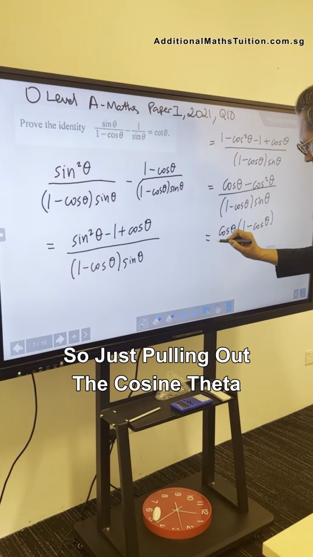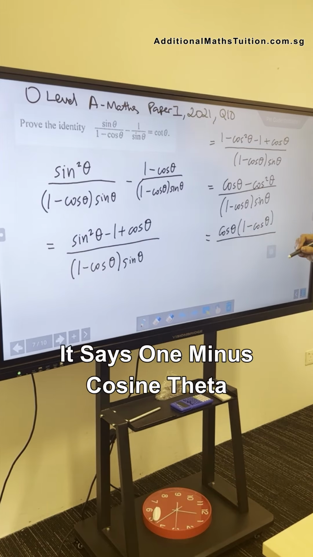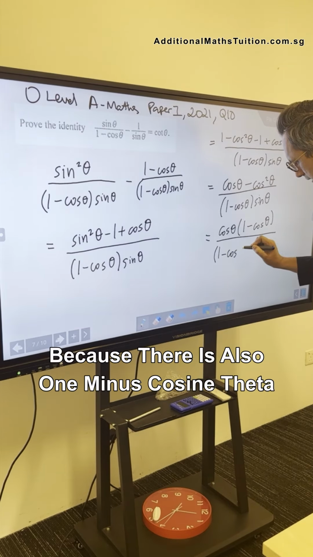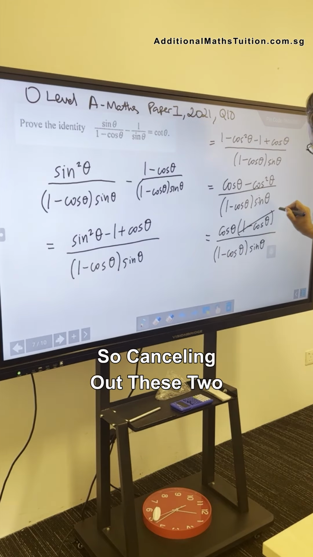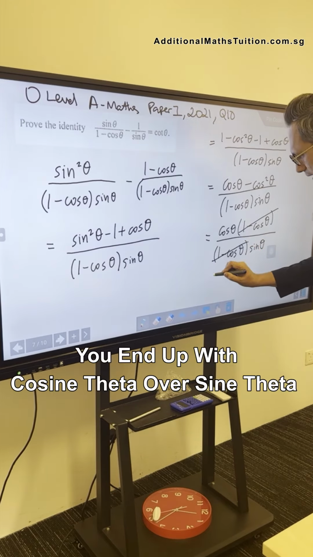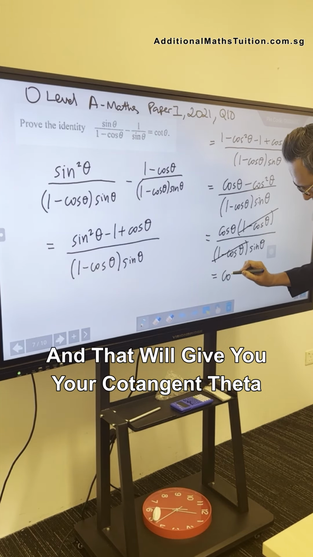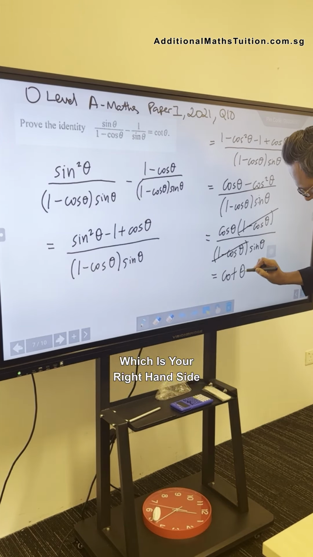Okay, so just pulling out the cosine theta leaves you with a bracket that says 1 minus cosine theta, which you can now cancel away because there's also 1 minus cosine theta in the denominator. So cancelling out these two, you end up with cosine theta over sine theta, and that will give you your cotangent theta, which is your right hand side.